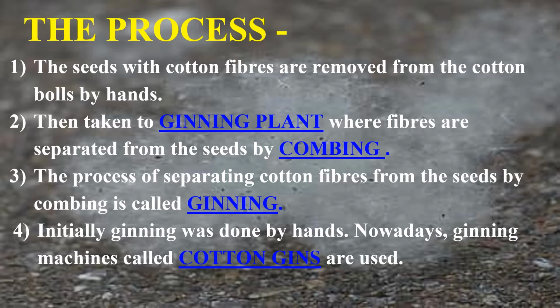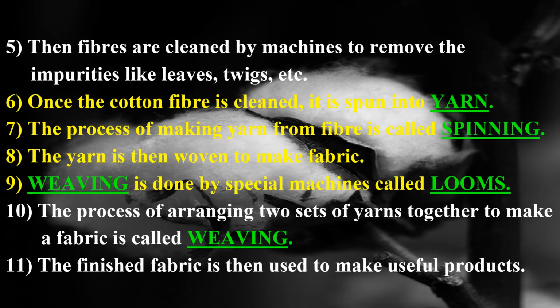The separated seeds can be used again to grow more cotton, but if the seeds are badly damaged, they are disposed of. The fibers are cleaned by machine to remove the impurities like leaves, twigs, etc. Once the cotton fiber is cleaned, it's spun into yarn. The process of making yarn from fibers is called spinning. The yarn is then woven to make fabric.